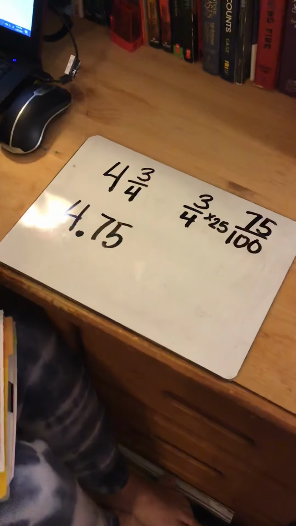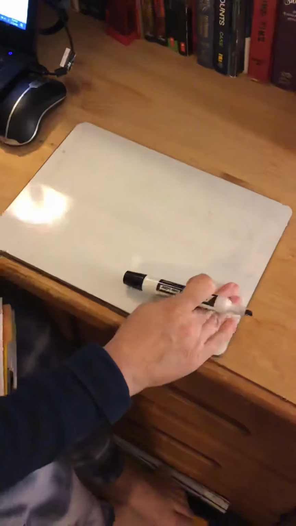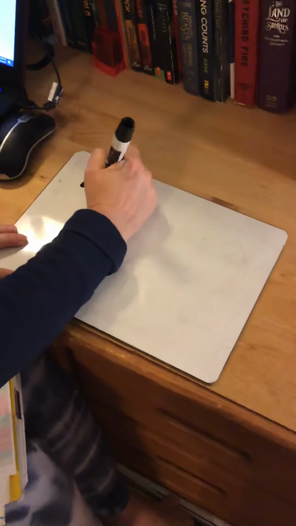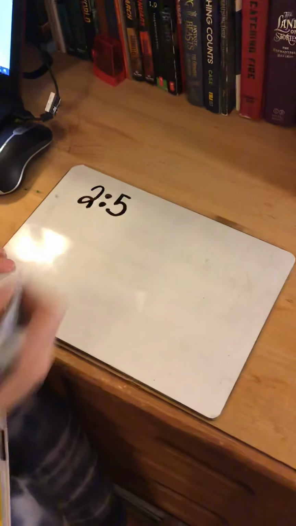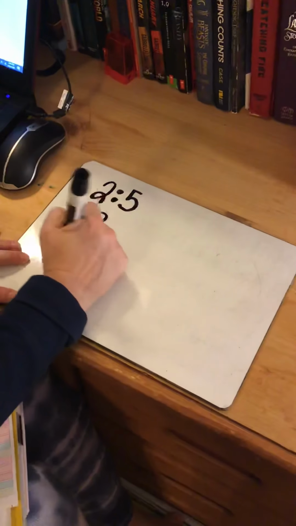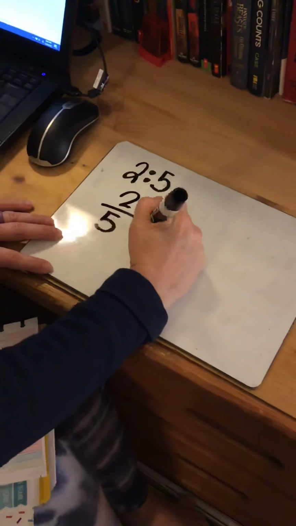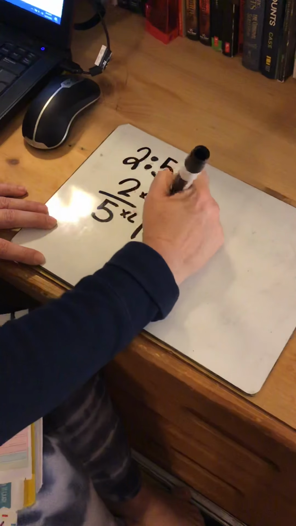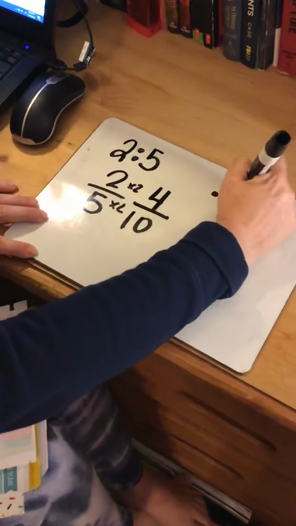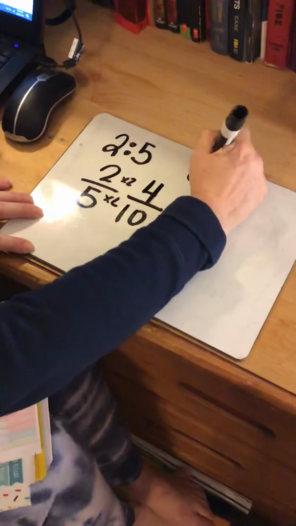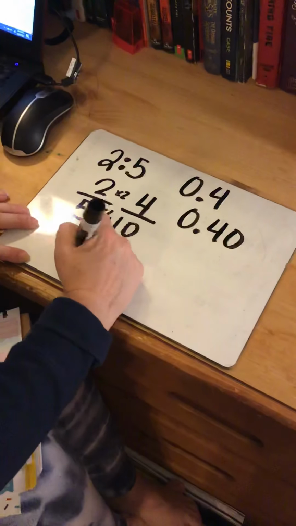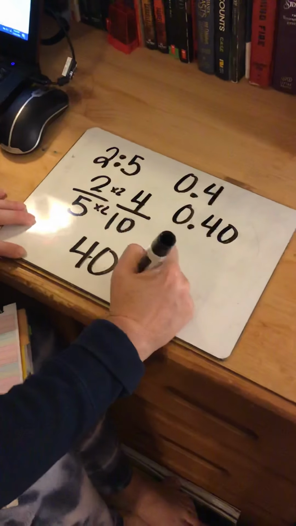Okay, now one last thing to show you is ratio. If they throw in a ratio at you, remember a ratio is just a fraction. So 2 to 5 is the same thing as 2/5, which is four tenths. 4/10 is the same thing as 40/100. And 40/100 is 40%.